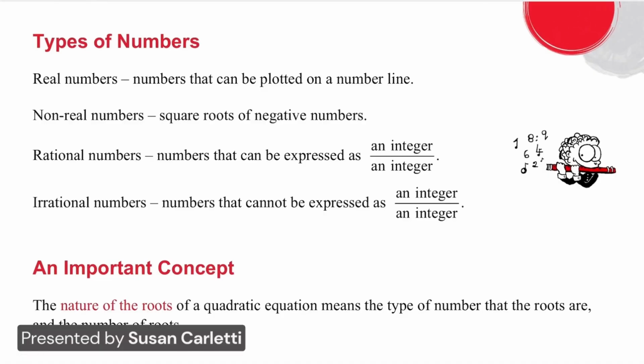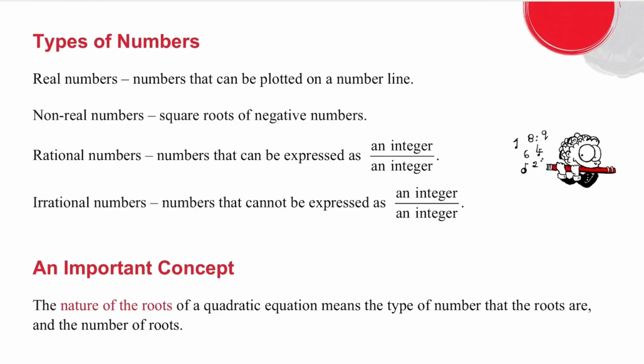Before we can start looking at the nature of the roots, we just need to be reminded about various things. A real number is any number that can be plotted on a number line, so it can be whole numbers, fractions, decimals, positives, negatives, zero. Any number that can go on a number line is a real number. Non-real numbers are square roots of negatives. So for instance, the square root of -1 is non-real.